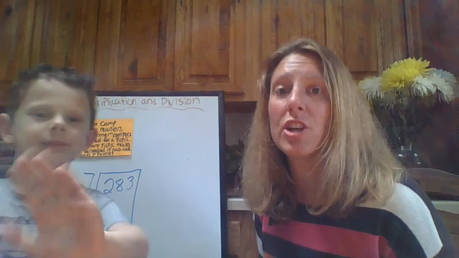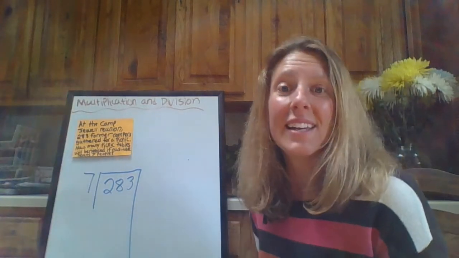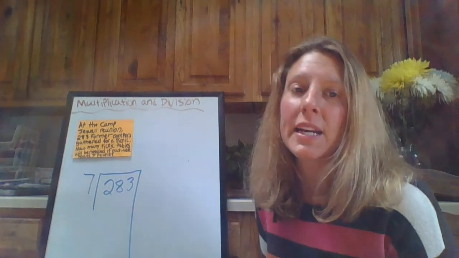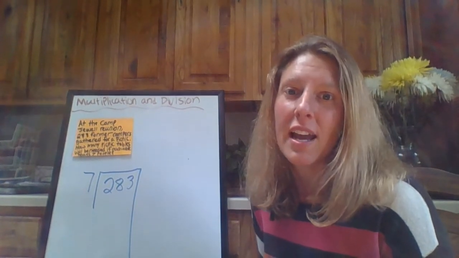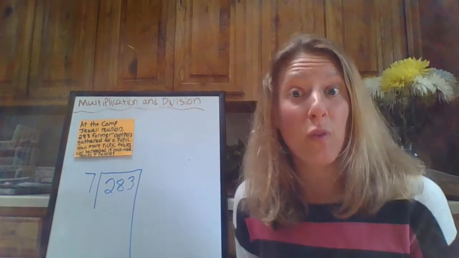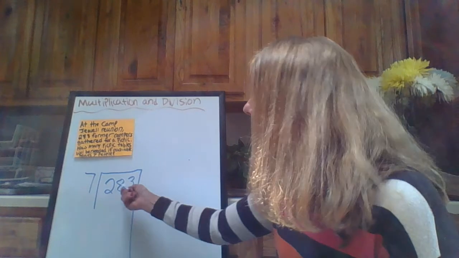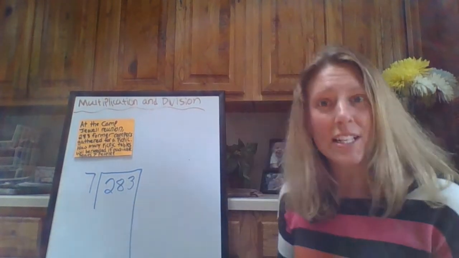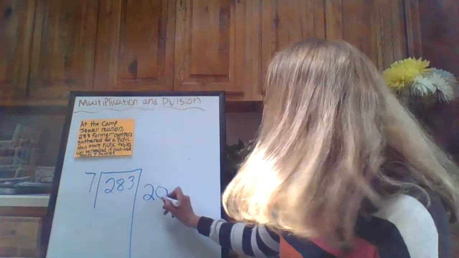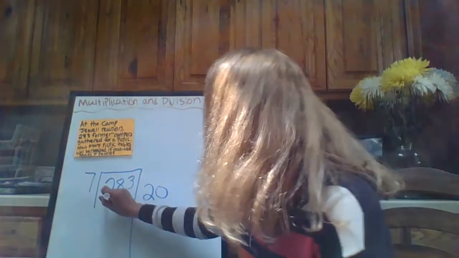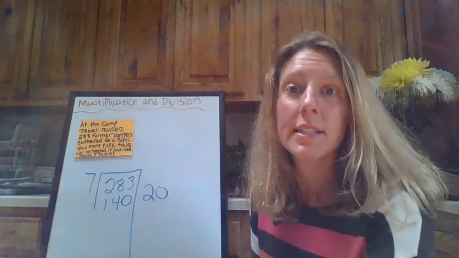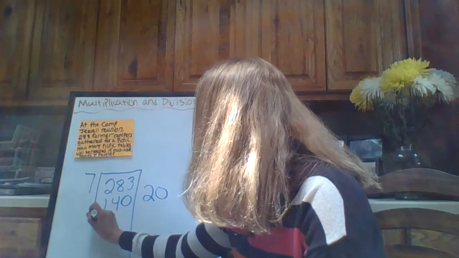Usually we start with 10, but in this case, I want to ask myself if I can go a little higher because 10 times 7 is 70, and if I double that, I would get 140, which is still not more than 283. So why don't I start with that? If I start with 20, I know that 2 times 7 is 14, and I add the 0, which is 140.